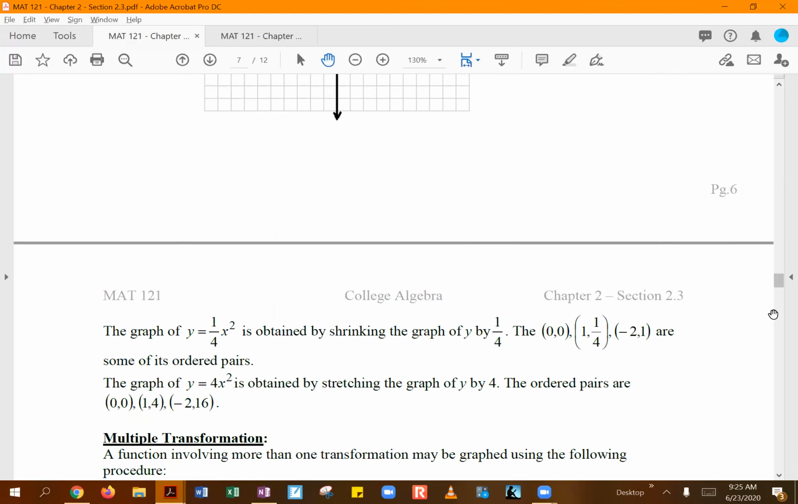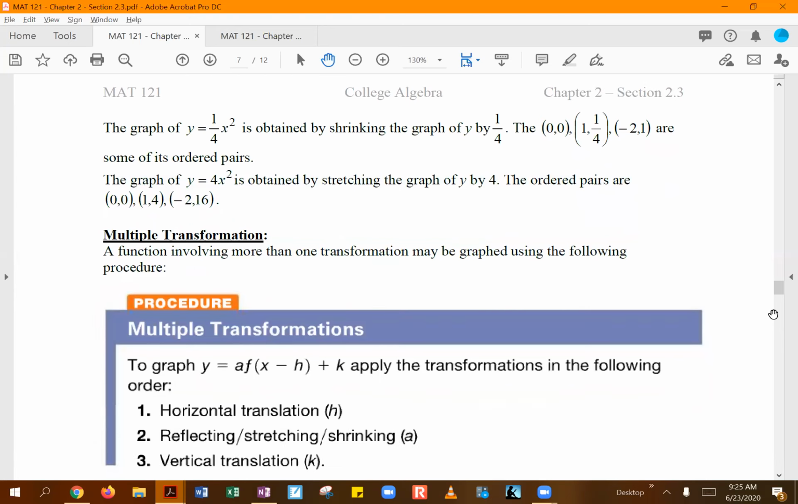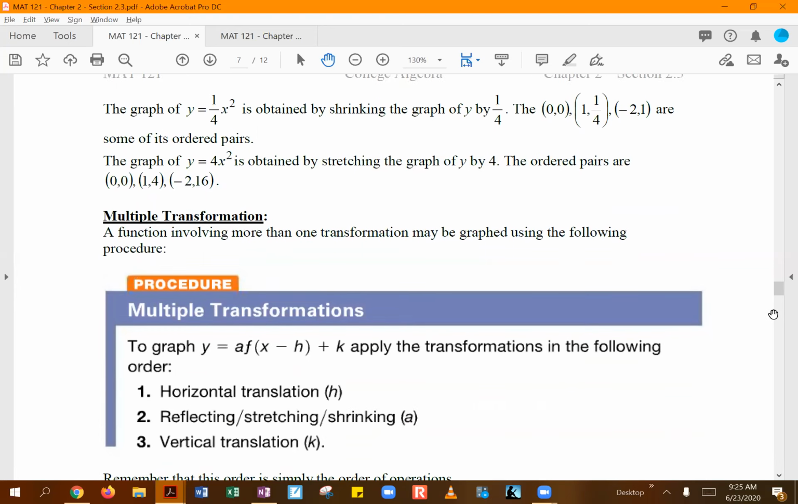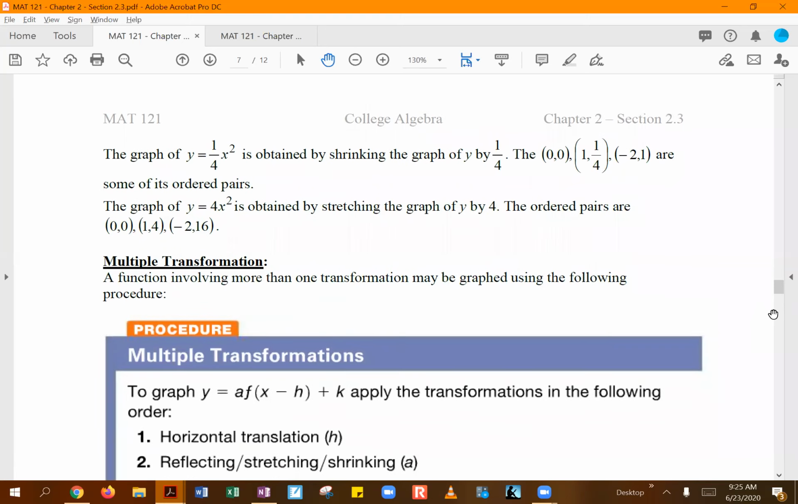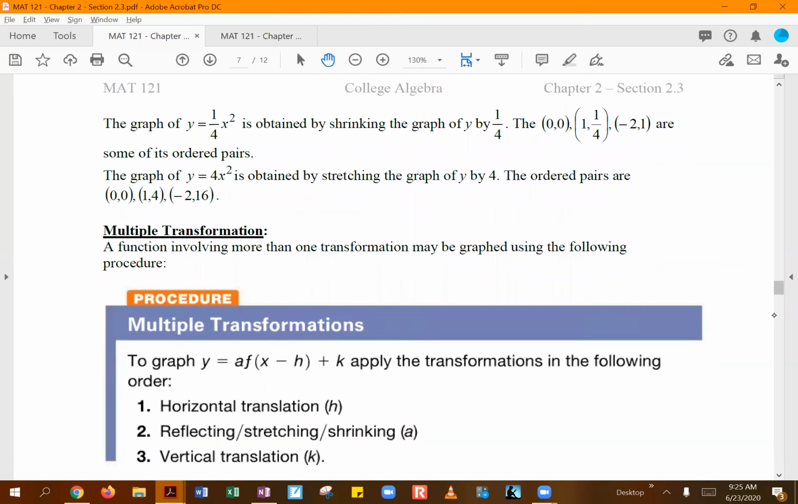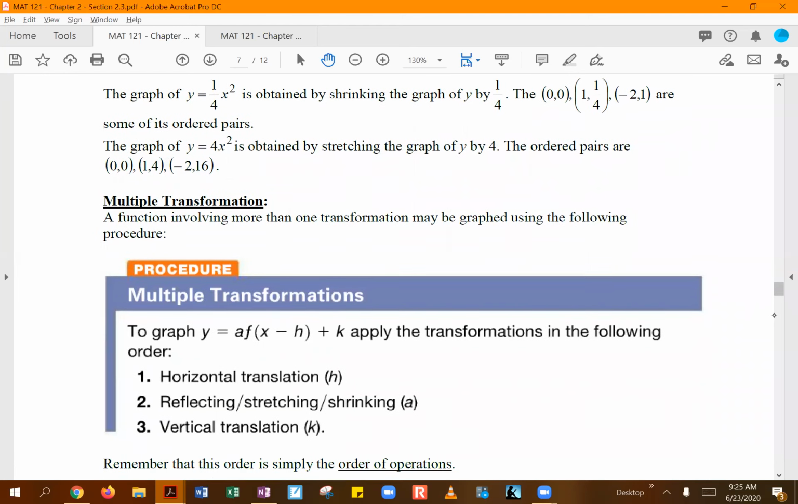Alrighty, guys. So here they're basically talking about how you can just take your y values and shrink them by multiplying them by 1/4. Same thing with the y values for the 4x squared function. You can basically stretch it by multiplying by 4, kind of like what I showed you.